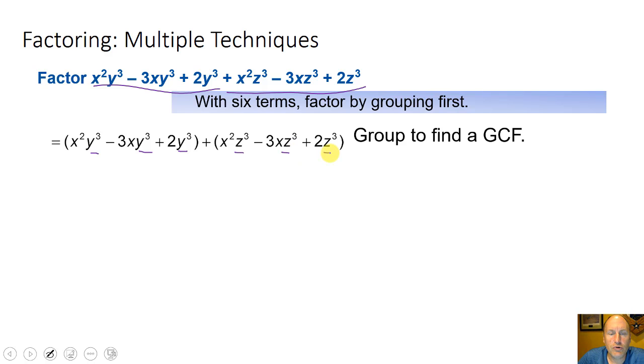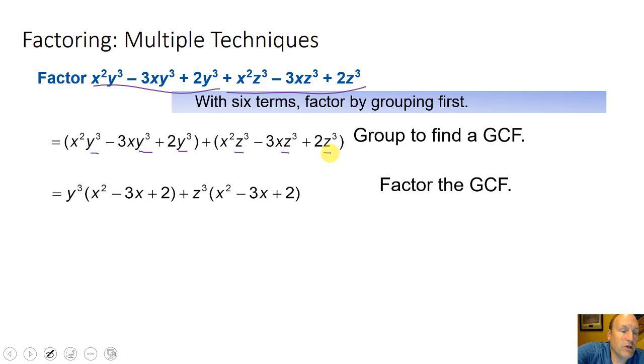So each of those two groups is going to have that common factor. We pull out the y to the third out of these first three terms, and we get x squared minus 3x plus 2. Similarly, when we pull out the z to the third out of these three terms, we're left with x squared minus 3x plus 2. Voila, these have something in common, an x squared minus 3x plus 2.